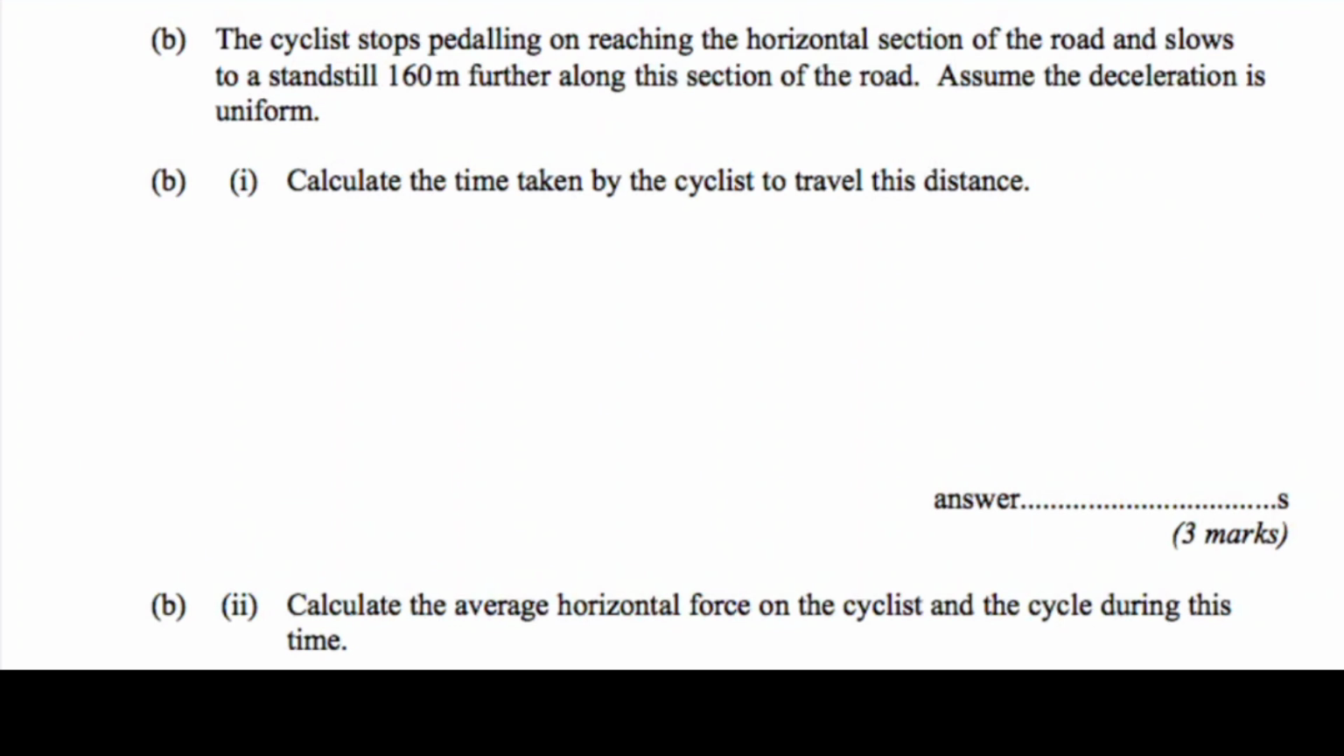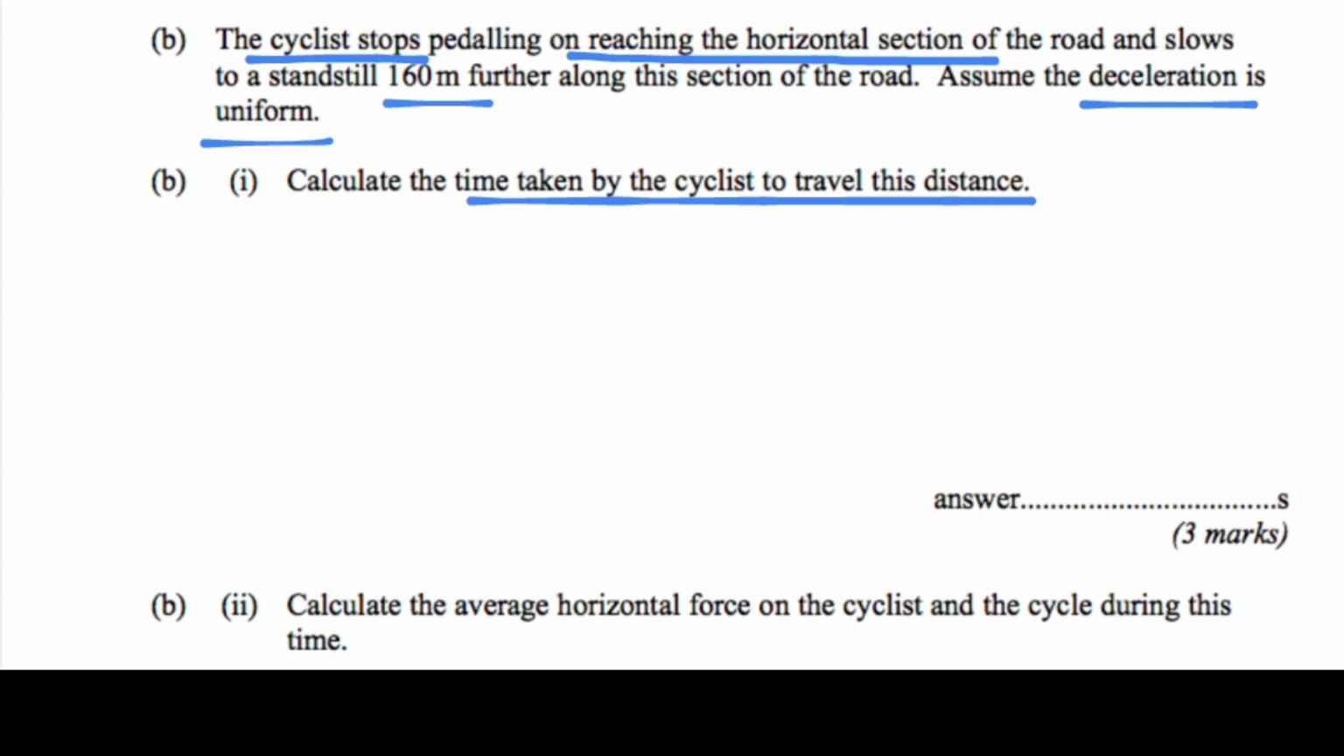It says the cyclist stops pedaling on reaching a horizontal section of the road and slows down to a standstill 160 meters further along this section of the road. Assume the deceleration is uniform. Now calculate the time taken by the cyclist to travel this distance.